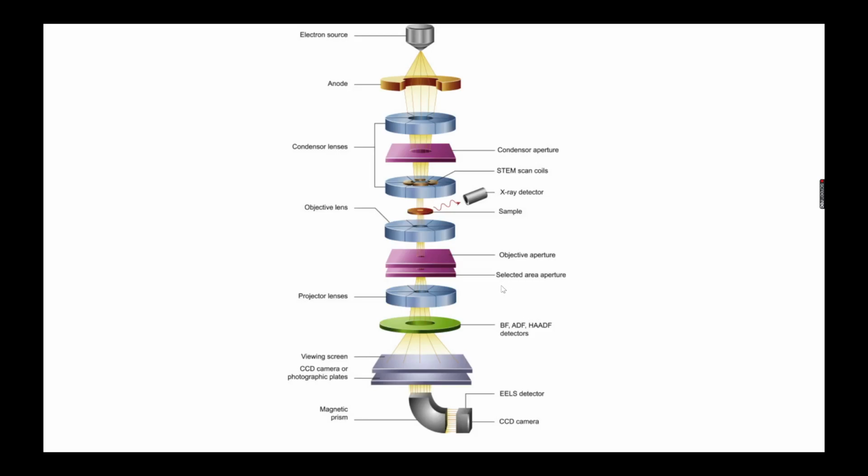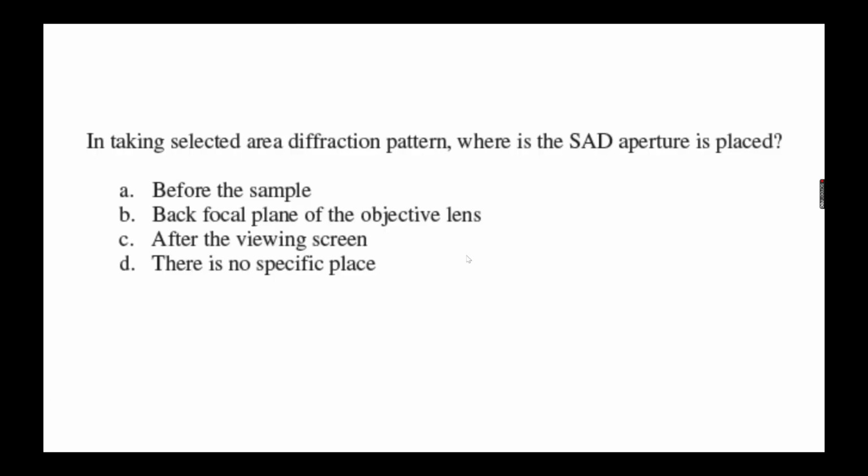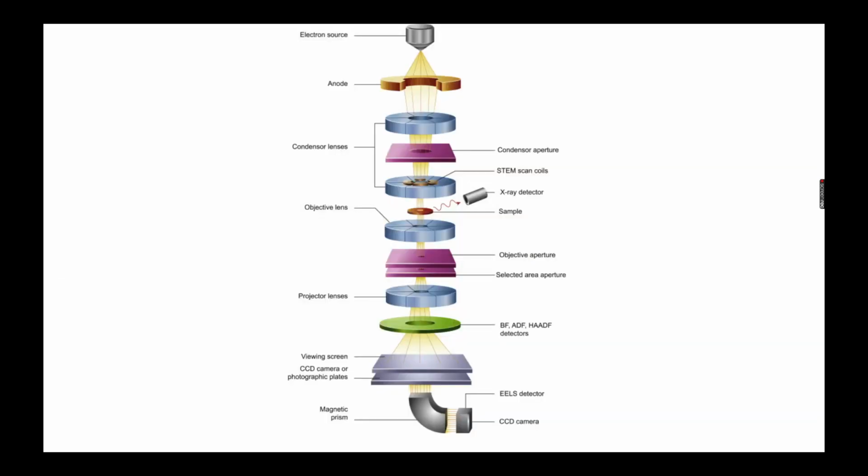Okay, so here it is just asking about the SAD. So we have to give them the answer: before the sample, back focal plane of the objective lens, or the viewing screen. So before, okay, this is the sample. We can't see before the sample; there is only the STEM scan coil, condenser aperture, anode, condenser lens. So it is not here.